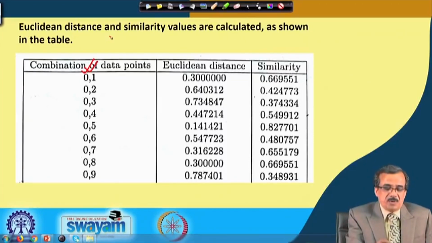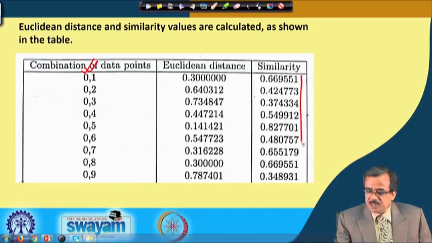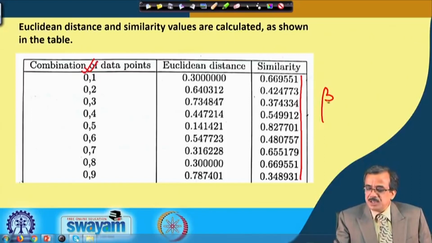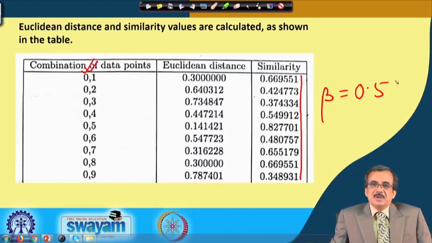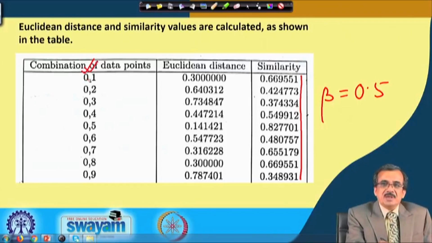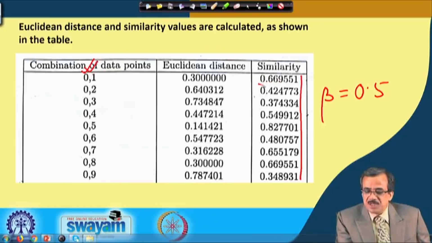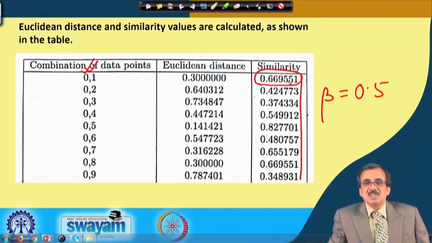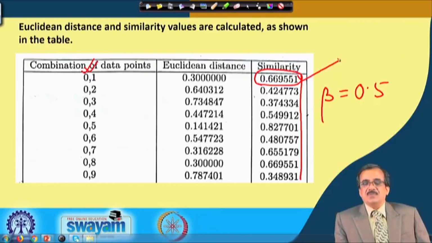For example, say the 0 has been considered as the first cluster center, and now I will have to find out the similarity between 0 and 1, 0 and 2, up to 0 and 9. If I concentrate on these particular similarity values, and beta, the threshold value of similarity, is 0.5, I will have to identify those points whose similarity with the cluster center, that is 0, is greater than or equal to 0.5. Now, here if you see, the similarity is 0.669551. So, this is very similar to the first cluster center. So, this should be considered in the first cluster.